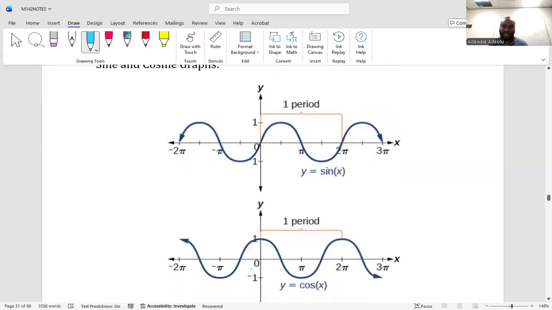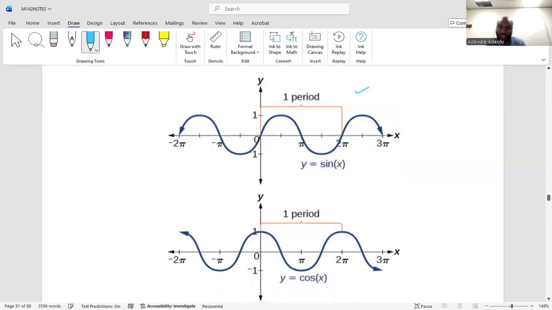Let us revisit the sine and cosine graphs. This is the sine graph, and this is the cosine graph. On their own, they are not one-to-one. But let's see. What if I restrict the domain to something like this? If I restrict the domain from negative pi over 2 to pi over 2, then I'm going to have something like this. Look at this, guys. That is something that behaves this way.